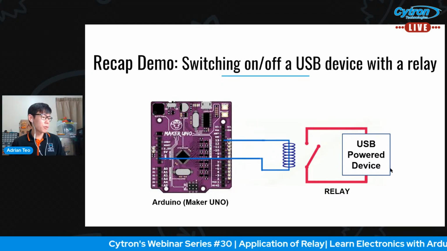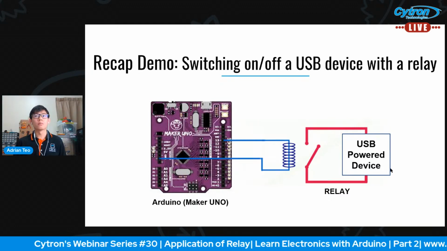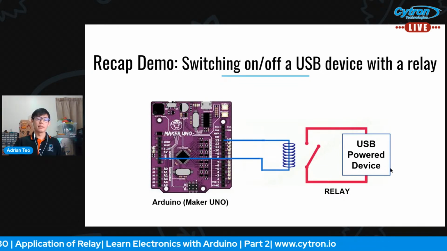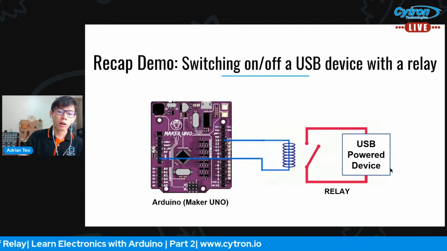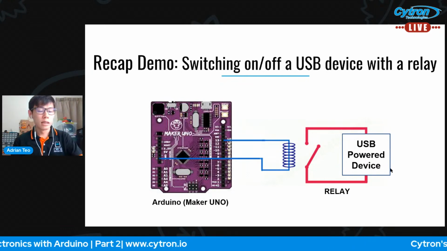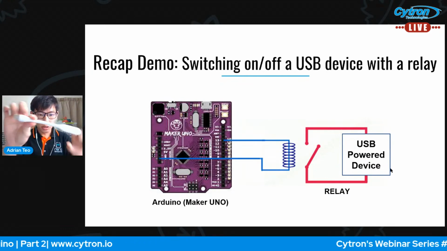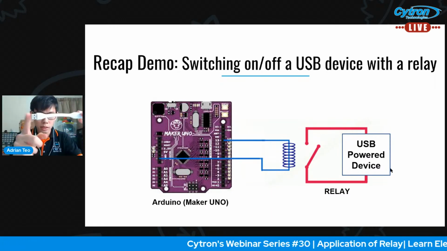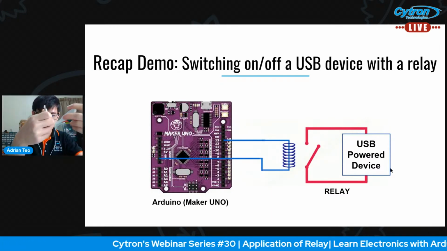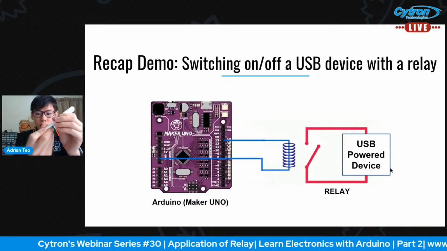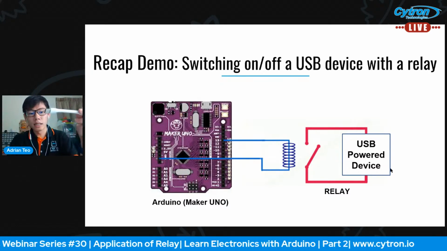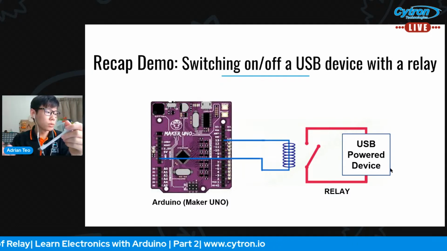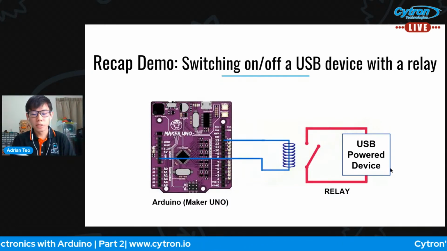So first demo, this is a recap demo for our previous session, which I said there was a minor hiccup. So I'll be switching on and off a USB device with a relay. This is the device that I'm going to switch on and off. I'm pretty sure you have seen this before. It's an LED with a USB at the end, an LED stick where you can just bend it and things like that. So normally we connect this on a USB port to our laptop, to our adapter.